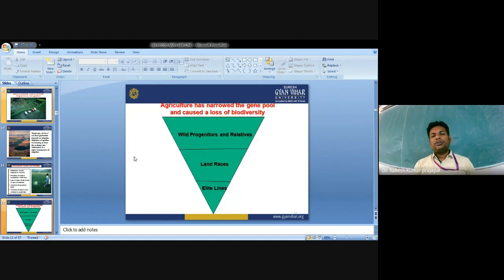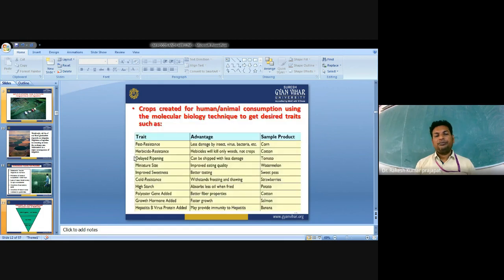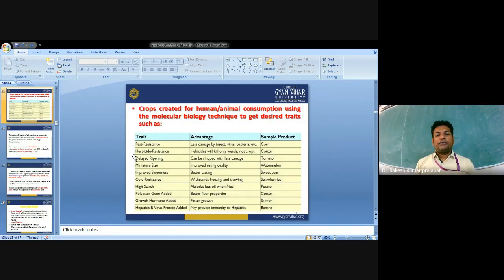Agriculture has narrowed the gene pool and caused a loss of biodiversity through the loss of wild progenitors and relative land races, elite land races. Crops are created for human and animal consumption using molecular biology techniques to get the desired gain, such as pest resistance.